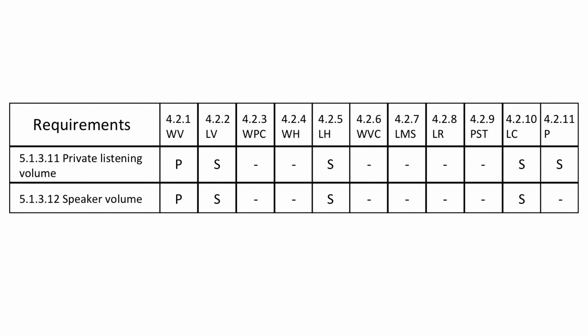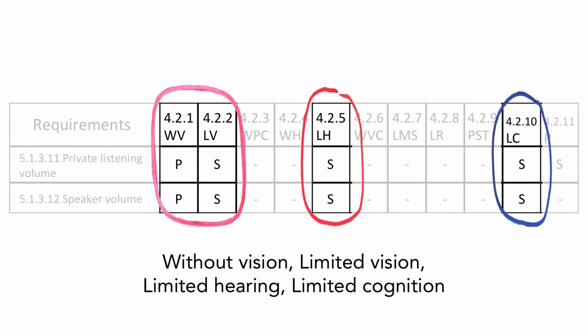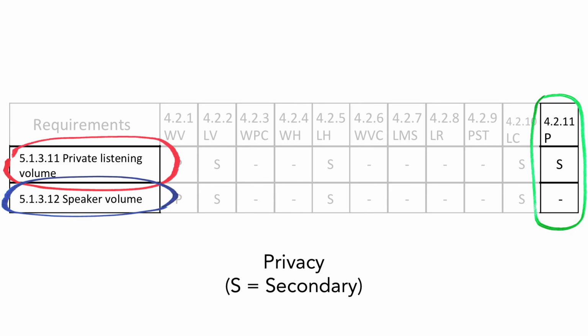If we compare requirement 5.1.3.11 for private listening volume with 5.1.3.12 that has to do with speaker volume, we can see that the same groups of users are affected by both, but only the private listening volume supports the functional statement for privacy. This is because a speaker cannot be considered private, no matter how much the user can control the volume. On the other hand, private listening volume can provide some support for privacy when users choose that function.